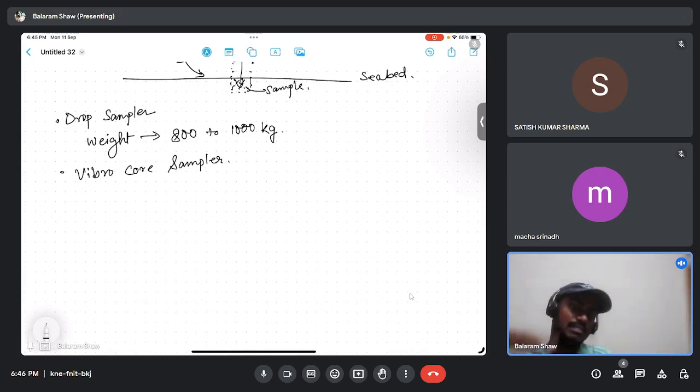Let us say in the seabed, not only the soft soil, but we have the harder soil. Then what will we go for? We'll not go for drop core, but we'll go for the vibro core sampler. As we do this, this electrically driven vibrator will be driven into the harder soil, and we can have the samples. So both drop core and vibro core will provide what kind of sample, whether it will be undisturbed, disturbed or highly disturbed, what kind of sample will we get?